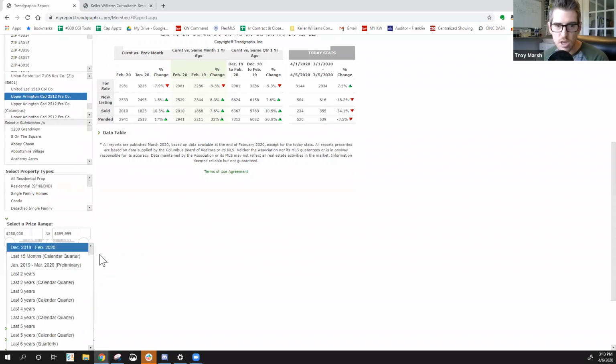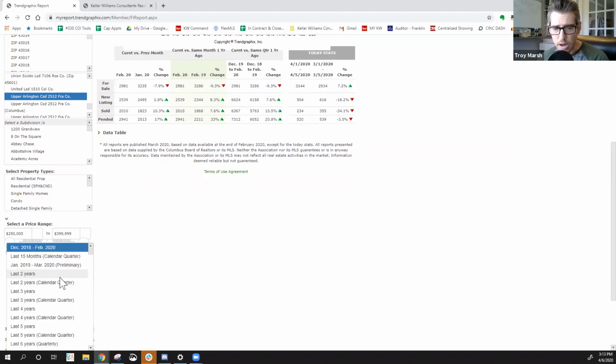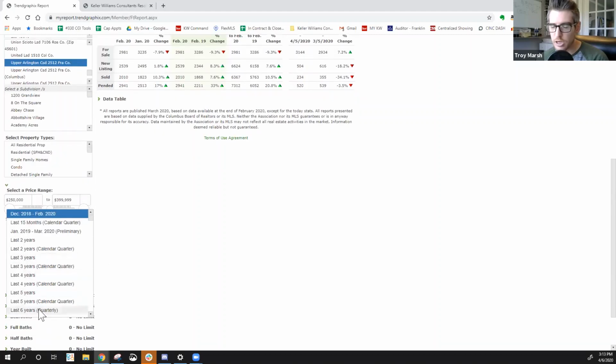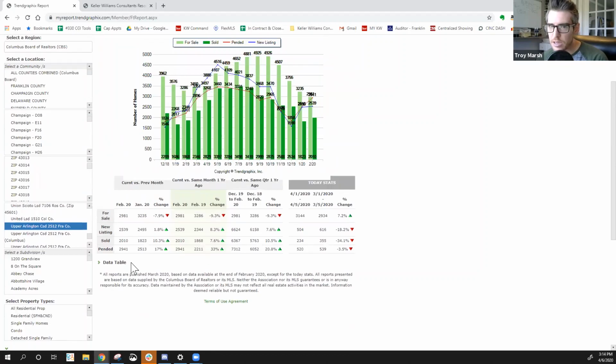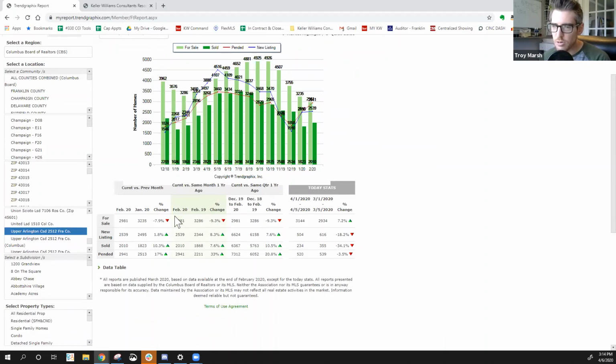So the default date range is always 15 months. That's what I would normally go with, but just know that you can go back as much as 6 years. The thing that does, though, is it makes the graph a little more difficult to read. So depending on what kind of trend you're looking for, I would usually stick with the 15 months. It gives you a little bit of the previous information.